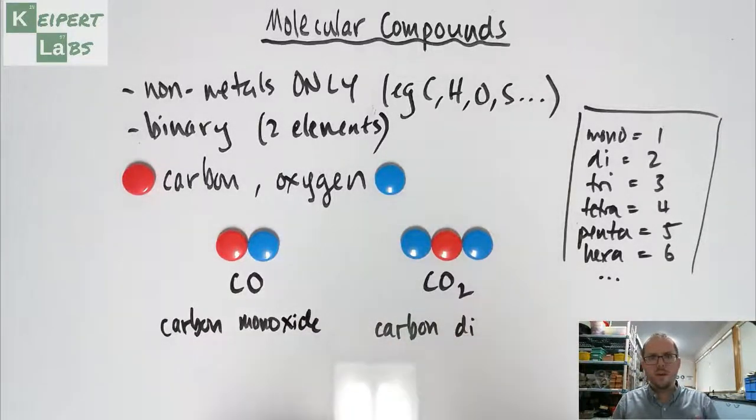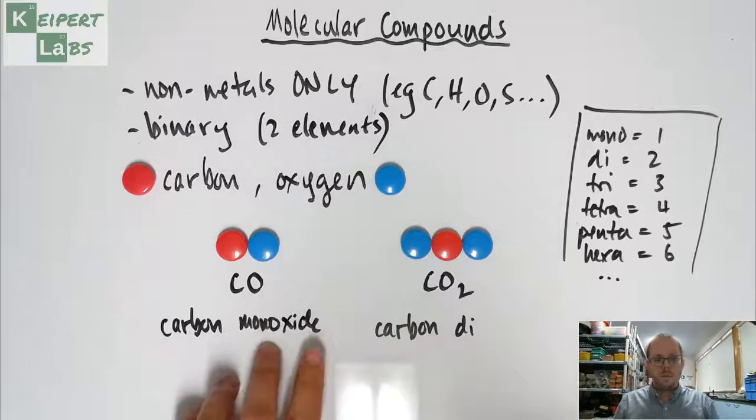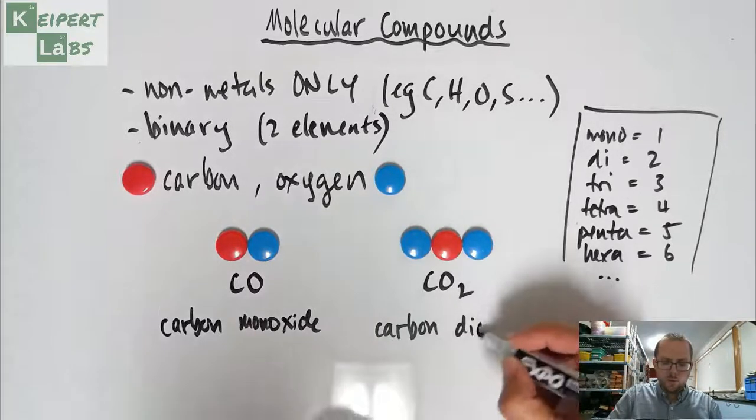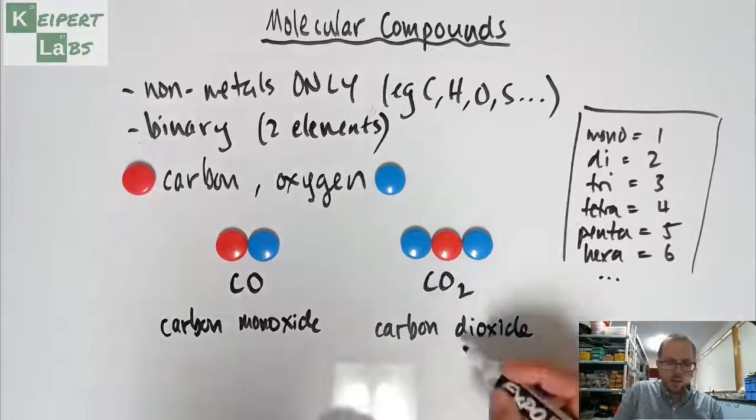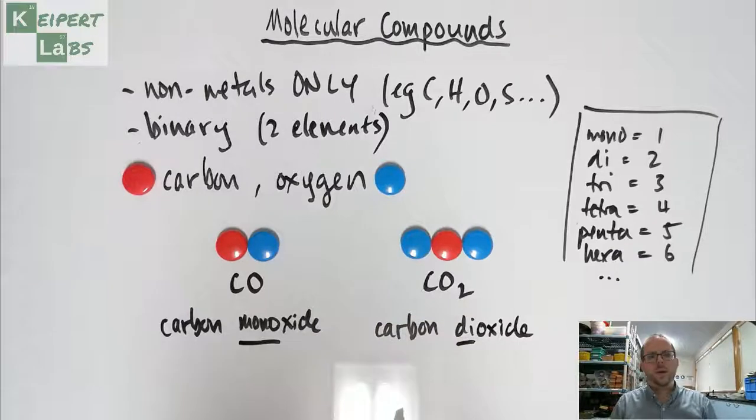Rather than writing monooxide and putting two O's together and making it look like monoxide, which sounds like someone with an accent doing it, I'm going to just call it carbon monoxide. And then I'm going to call this one carbon dioxide. Okay? So the mono and the di in this situation help to show us the differences between these two versions of this compound.